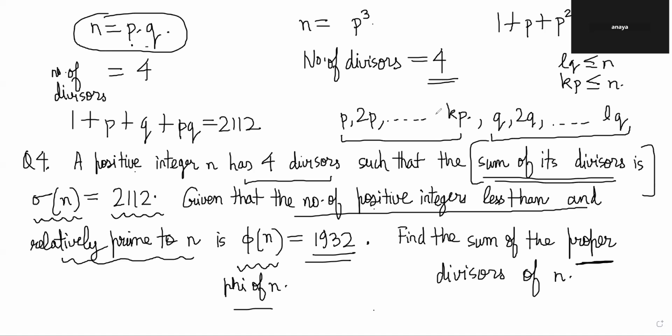And you should realize that k is less than q and l is less than p, because q square is not going to come, right? So these are the numbers which are not relatively prime to n. Any other numbers will be relatively prime because they will not share these factors of p and q.